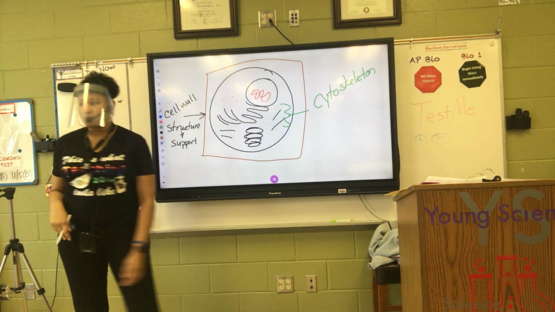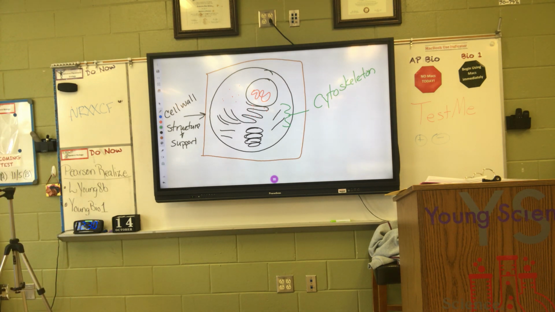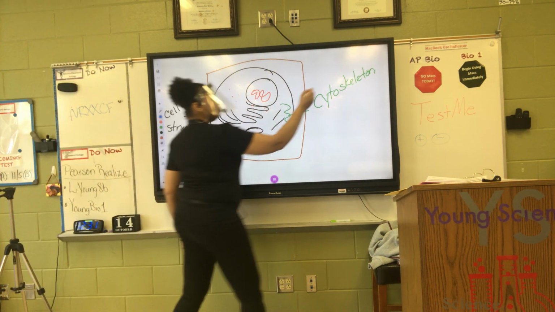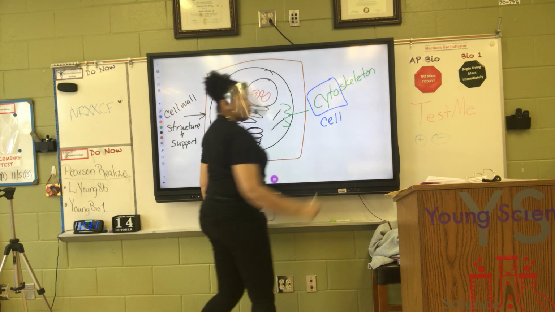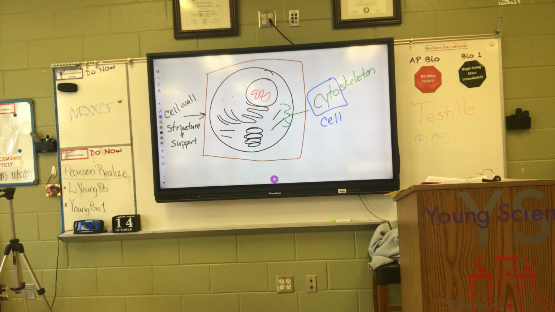Everybody knows what a skeleton is, right? Because we have one. And what does your skeleton do for you? It gives your body what? Structure and protection. Okay? But when you see the prefix cyto, this means cell. So what does cytoskeleton mean? The cell skeleton. All right? And its job is to provide structure.